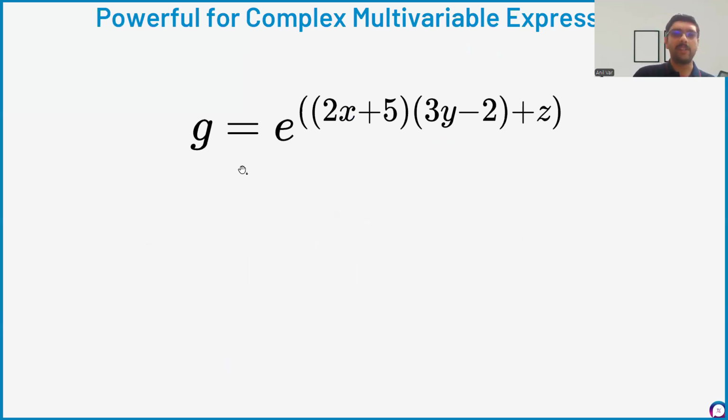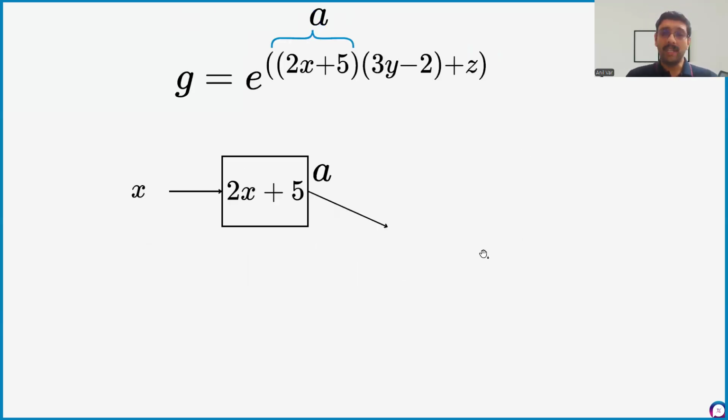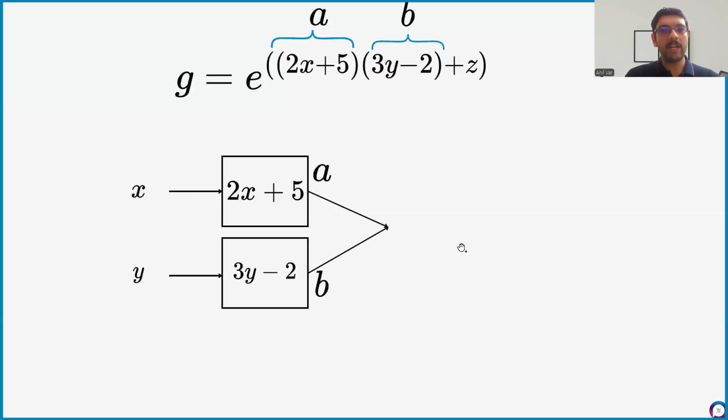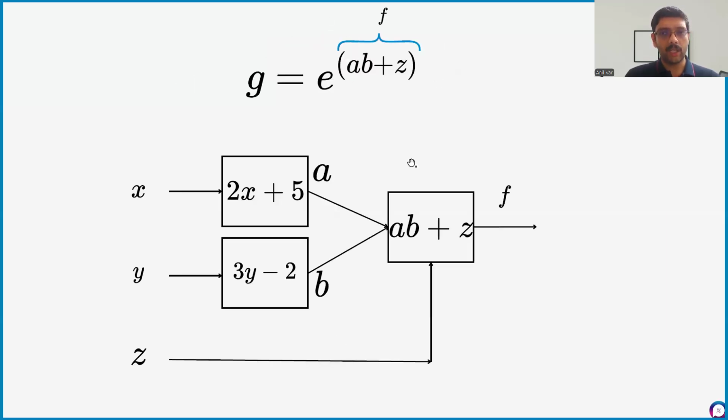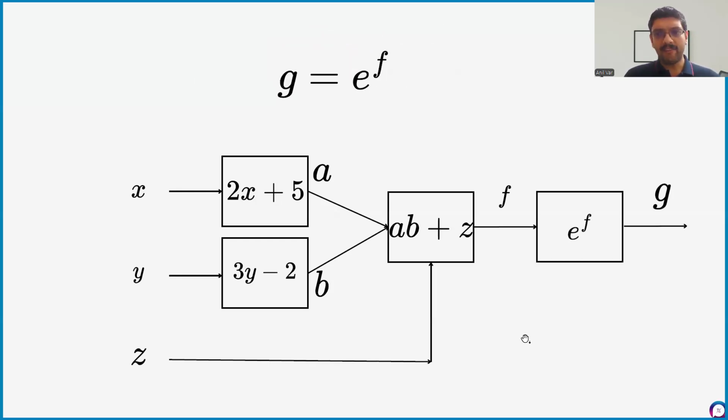So you have this function here, g is e to the power of this complex term. Applying the same principle, and this graph-like approach makes it very easy, you can just take the first term, let's say this is a, let's say 3y minus 2 is b, and so now you have e to the power of ab plus z, let's call that f, and what you end up with is g is e to the power of f. So we've broken this down into a chain of simple functions.